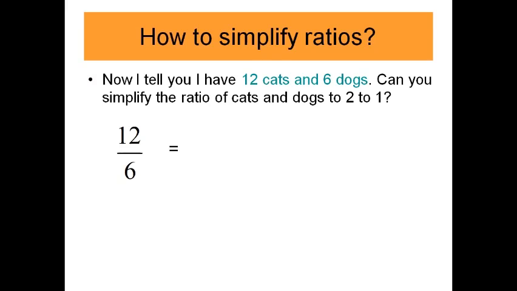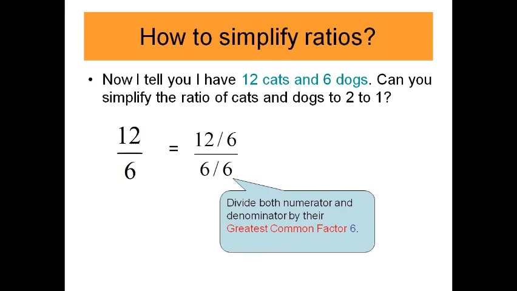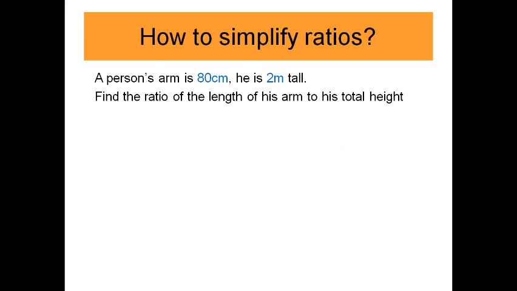12 upon 6. If you want to change it into the lowest term, you can just divide both the numbers by 6. That is, the greatest common factor is 6 over here. So divide both the numerator and the denominator by their greatest common factor 6. You will get the ratio in the simplest form as 2:1.